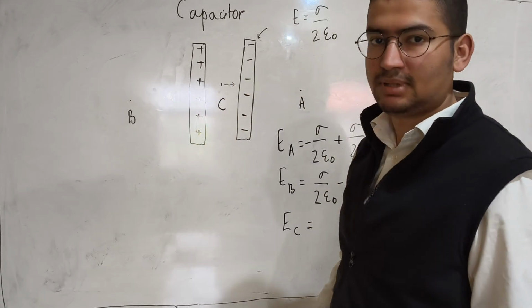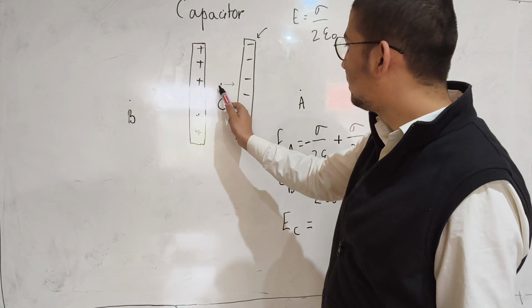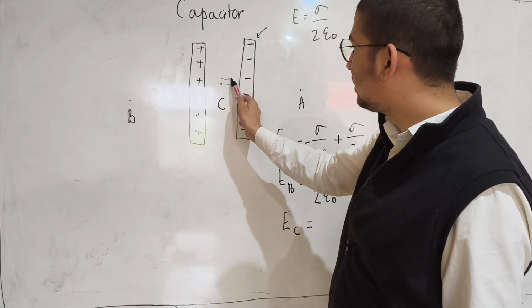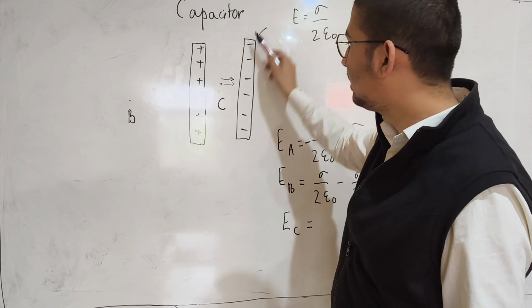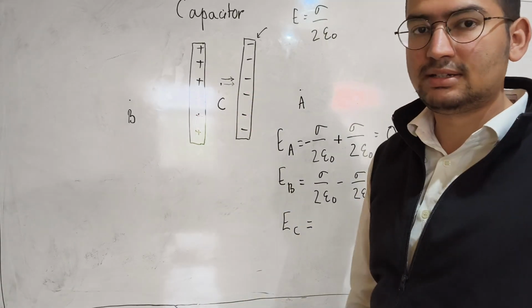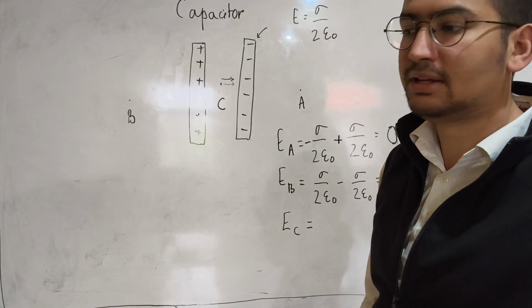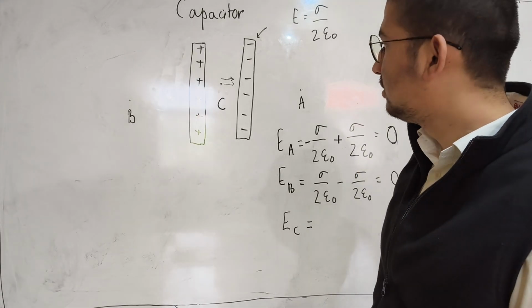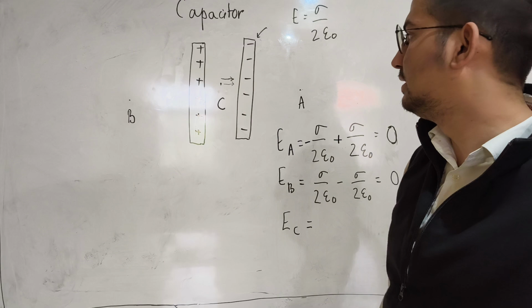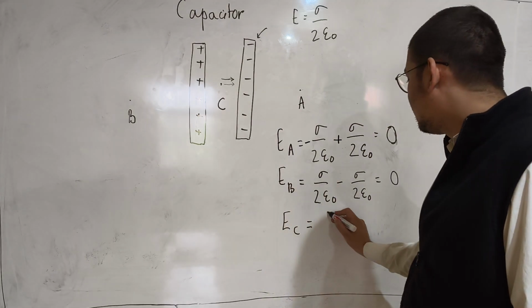Due to the positive plate, and it's also directed to the right due to the negative plate. So at C, the electric field due to these plates, they add up instead of getting cancelled out. So there exists an electric field at C.